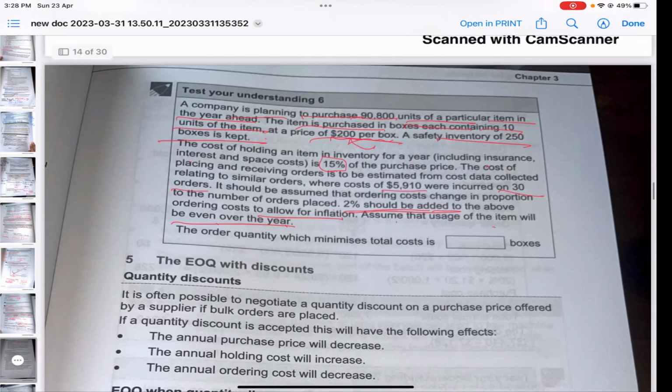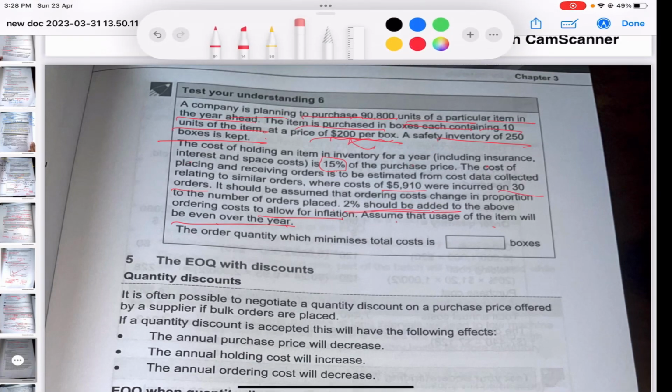And after that, we had to do the test your understanding number 6. Even though I have discussed this, now I will solve it in detail. So a company is planning to purchase 90,800 units of a particular item in the year ahead. That means this is my annual demand. The item is purchased in boxes each containing 10 units at a price of 200 per box. So 200 is the per box, so unit price is 200. And the item is purchased in a box which has 10 units itself, so it is like a pack.